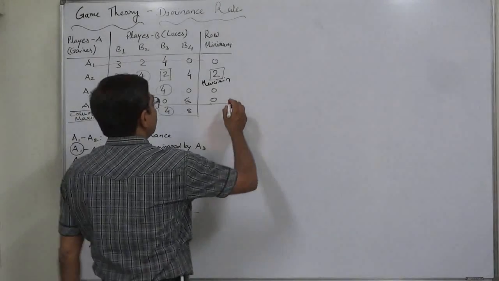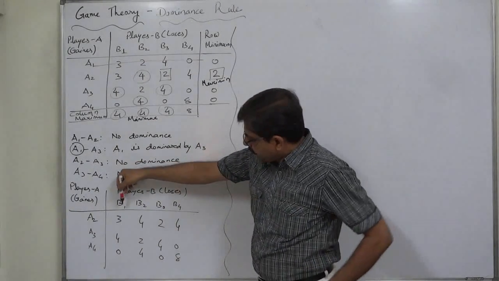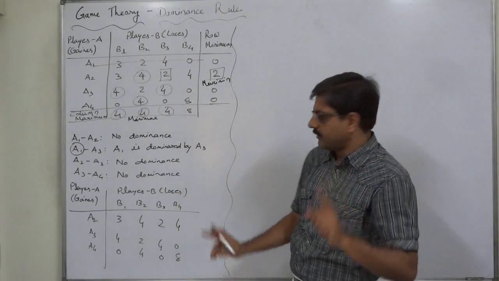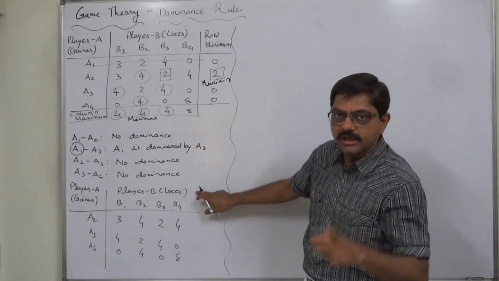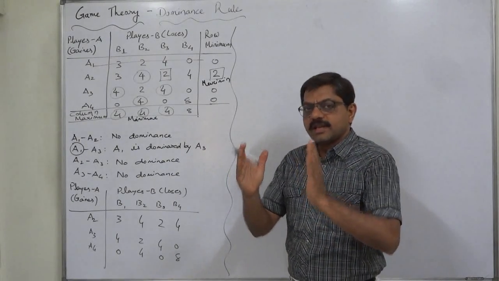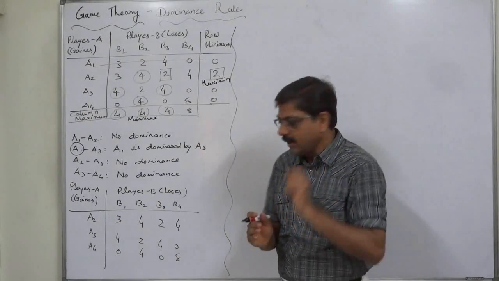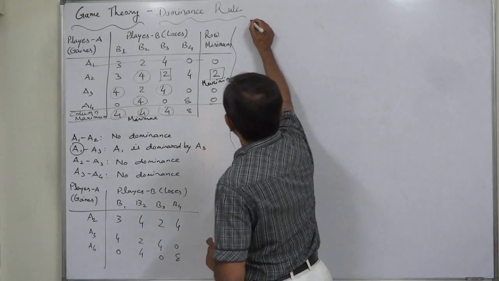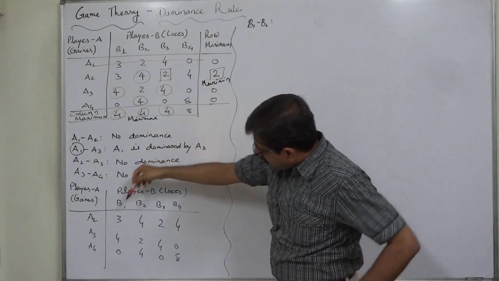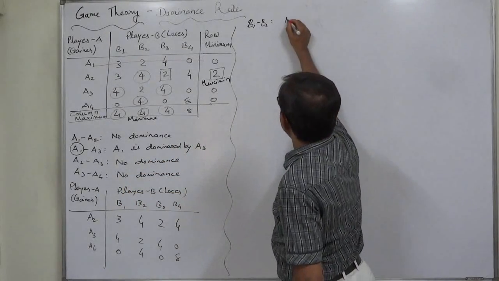In the same way, we are going to compare the payoffs of all strategies of B. But now we have to be alert because B is believed to be a loser, so we are comparing losses. The strategy with lower loss will be in the dominating situation. Now let's compare B1 and B2. Lower loss in B1, lower loss in B2. So no continuous dominance of any one.